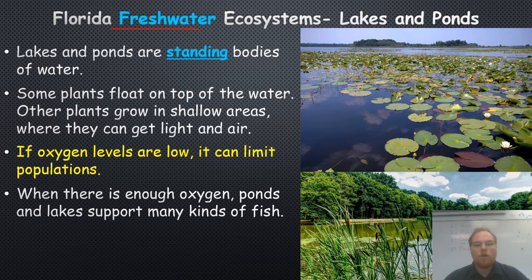Now, another freshwater ecosystem is lakes and ponds. Lakes and ponds are standing bodies of water. They don't really have much flowing water going through them, although they might have some small currents. But you have plants that are floating on top of the water or living in the water itself, and these plants grow in the shallow areas where they can get light and air. So a limiting factor here is the amount of light, air, and oxygen that will limit the population. And if there's enough oxygen, these ponds and lakes can actually support a ton of different kinds of fishes.